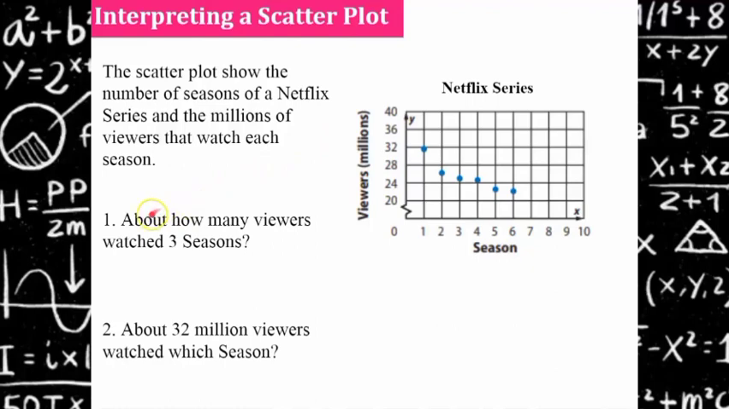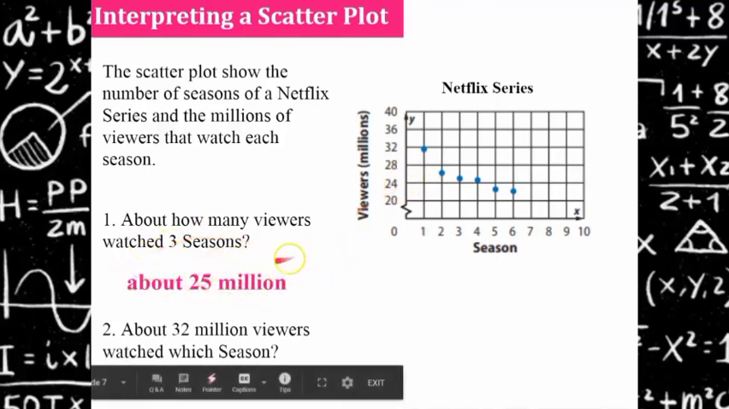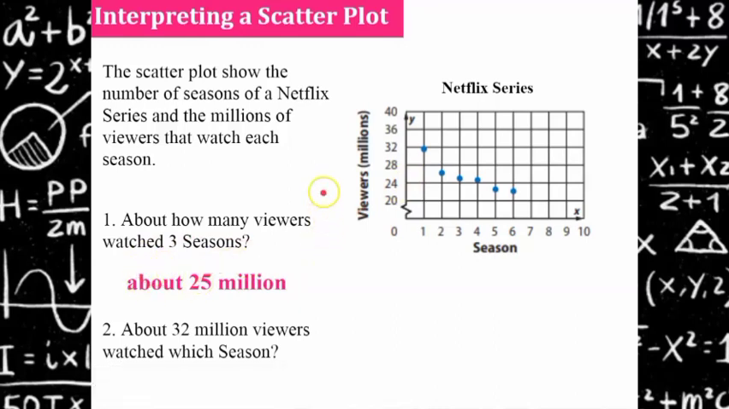Welcome back. So question 1: about how many viewers watched 3 seasons? So I go up to season 3, and then I go to that data point, and I go over, and I'm going to conclude that it's about 25 million viewers. We don't know exactly because there's an interval of 4 here. So if you said 26, that would be acceptable, just as long as you're using the word "about" so people know that you are approximating.